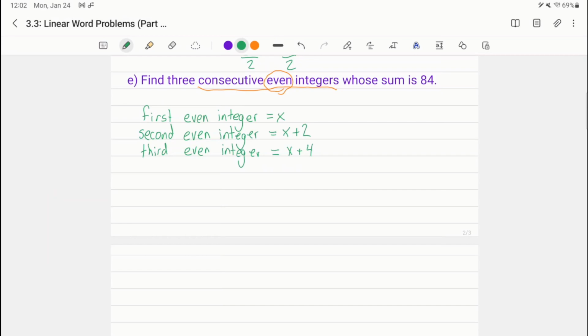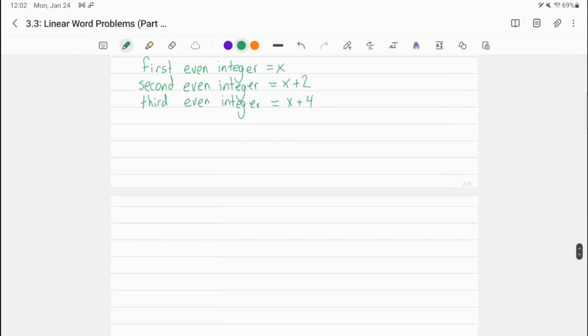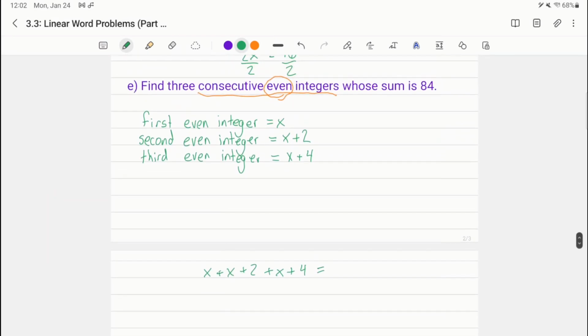Now, one comment I want to make before I continue solving this problem is odd integers are also 2 apart. It's not 2 apart because it's even, but because it's 2 apart. If you look at odd numbers, 1, 3, 5, 7, even though they're odd, they still are 2 apart. So even if this said odd instead of even, we would set it up the same way. Now we have that their sum is 84. So we have x plus x plus 2 plus x plus 4 equals, I already forgot the number, 84.